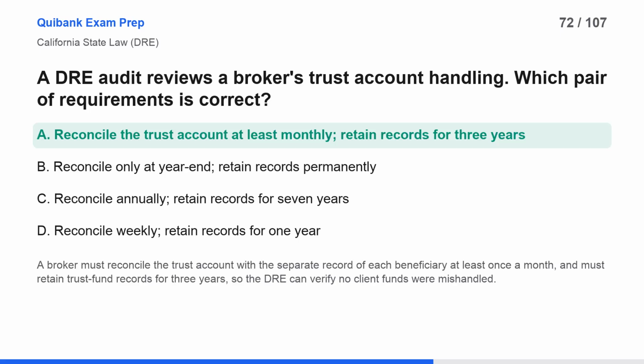The answer is A. Reconcile the trust account at least monthly. Retain records for 3 years. A broker must reconcile the trust account with the separate record of each beneficiary at least once a month, and must retain trust fund records for 3 years, so the DRE can verify no client funds were mishandled.